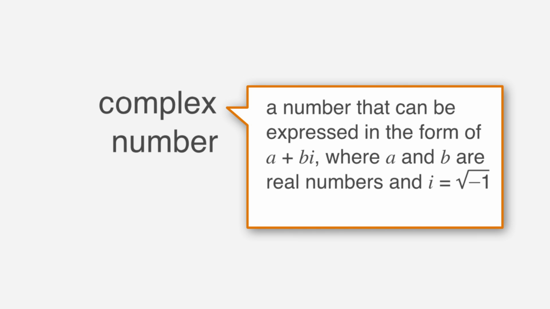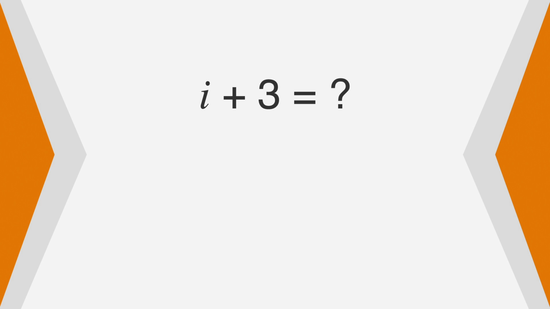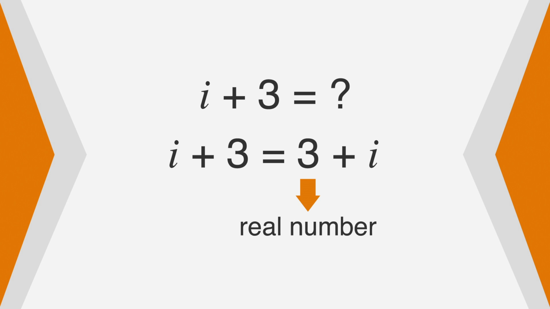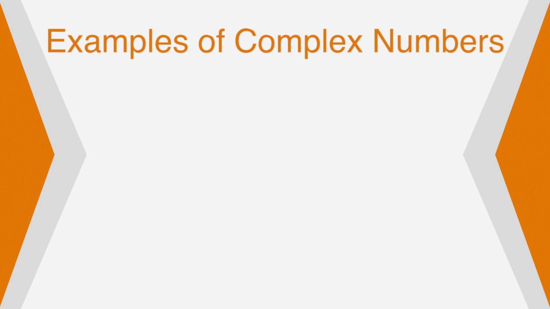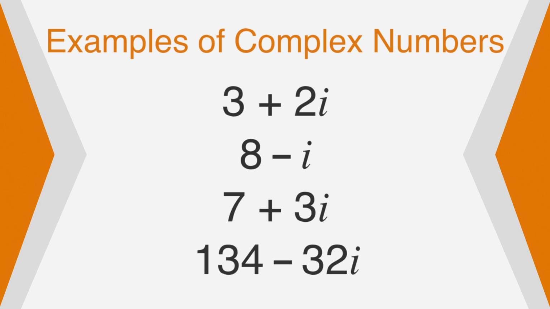A complex number is a number that can be expressed in the form a plus bi, where a and b are real numbers and i is the square root of -1. And now back to our question. What is i plus 3? We learned that i plus 3 is the complex number 3 plus i. In complex numbers, the real number, 3 in this case, gets listed first. There's nothing else to do. 3 plus i is as simple as that complex number gets. Some more examples of complex numbers include 3 plus 2i, 8 minus i, 7 plus 3i, and 134 minus 32i.